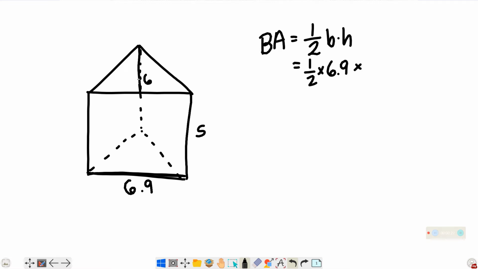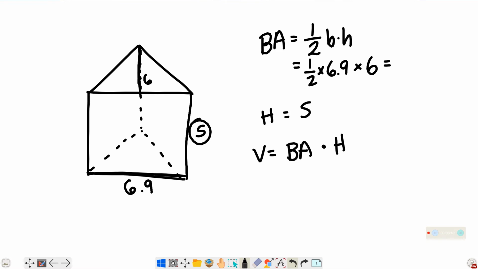And the height of the triangle is 6. Multiply those two values together and then split it in half to find the base area. The height of the whole prism is 5. So to find the volume, we're going to take our answer from the base area and we're going to multiply by the height, which was 5.